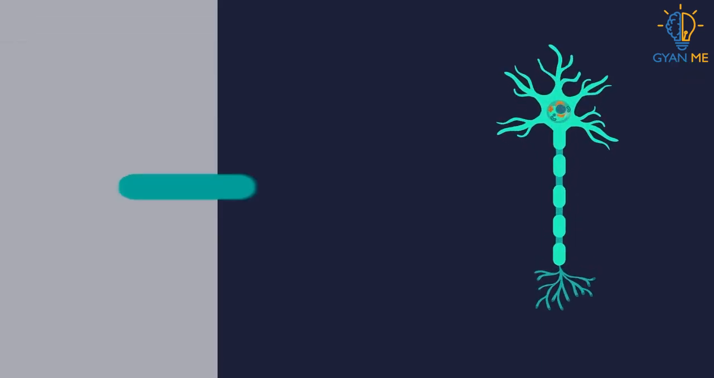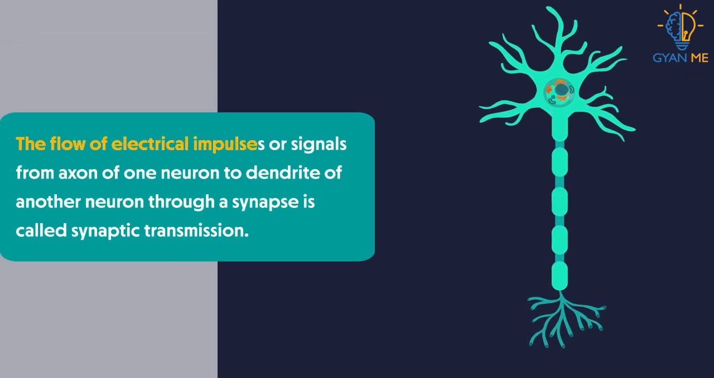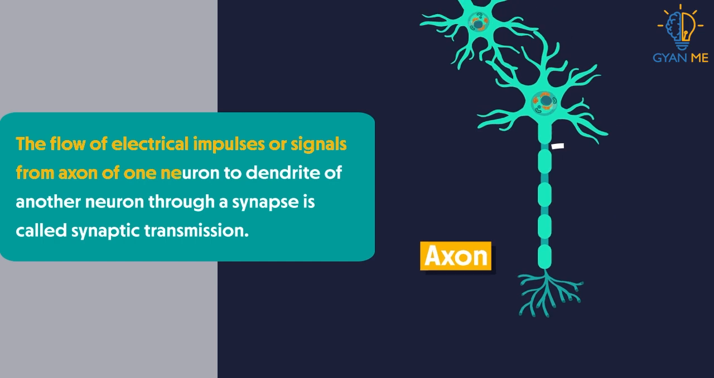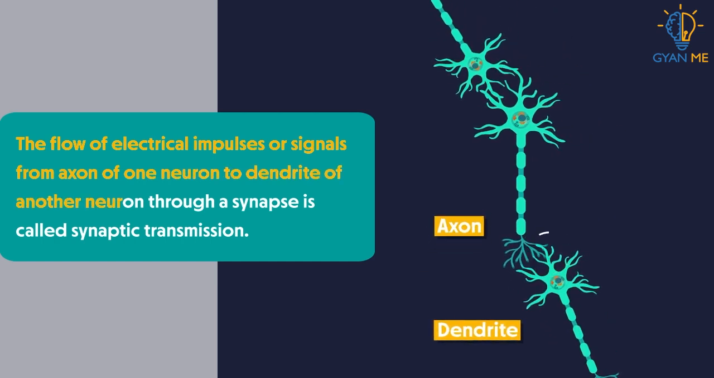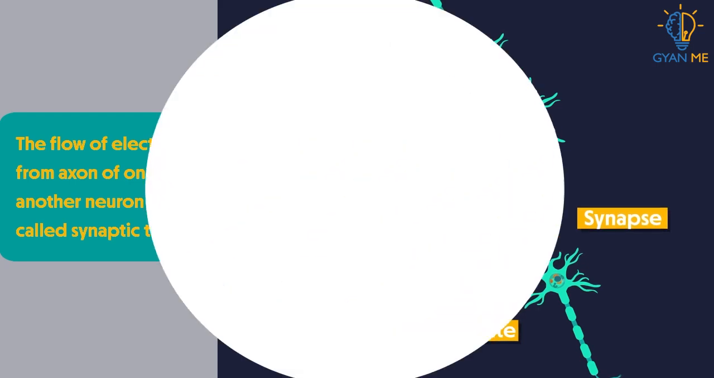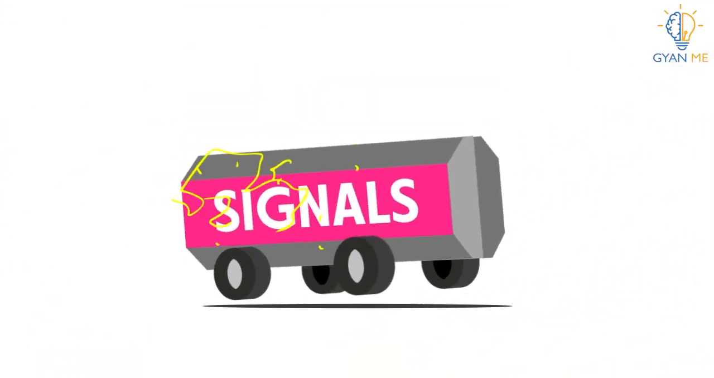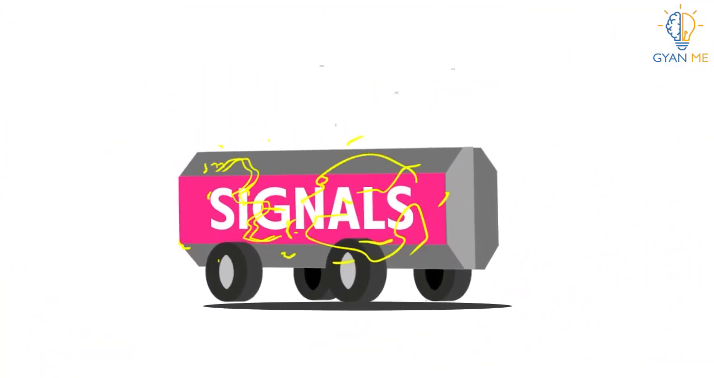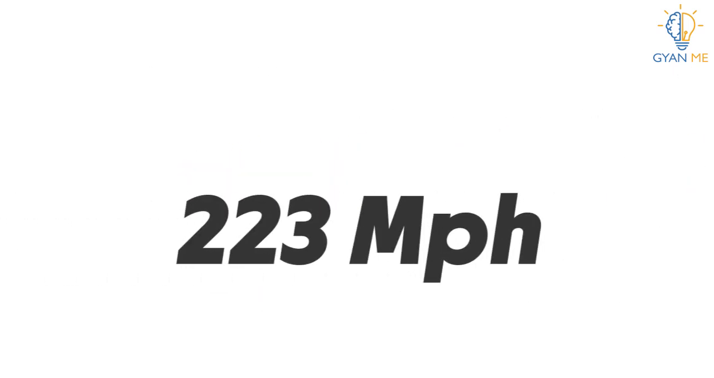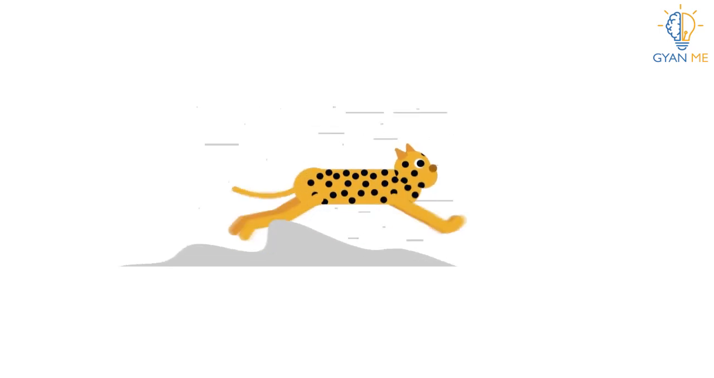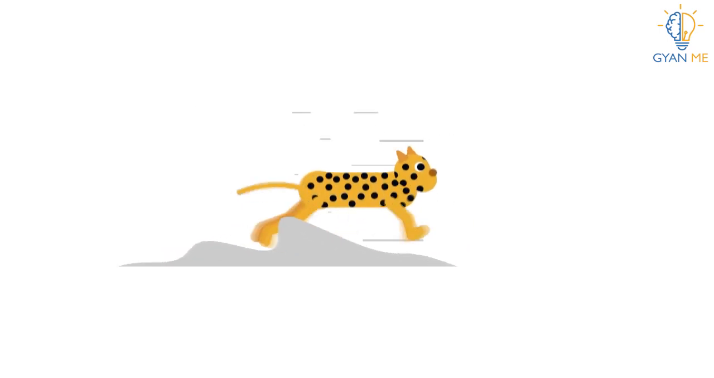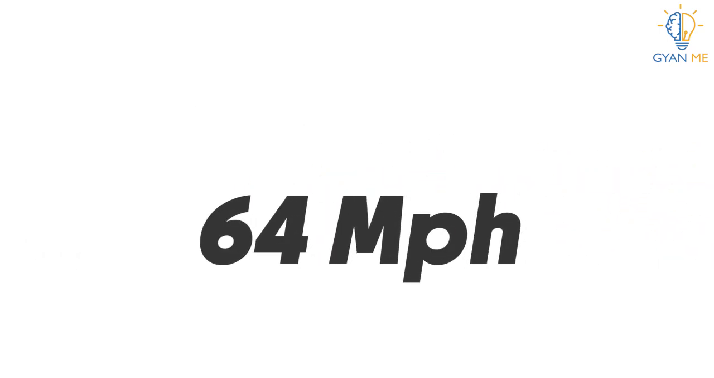The flow of electrical impulses or signals from the axon of one neuron to the dendrite of another neuron through a synapse is called synaptic transmission. You know, students, these signals are passed at a very high speed of 223 miles per hour, faster than the fastest land mammal, the cheetah, which speeds up to 64 miles per hour.